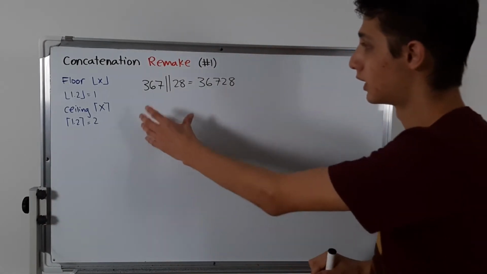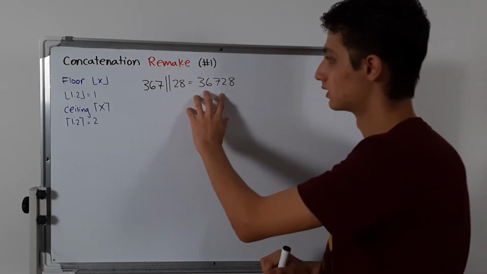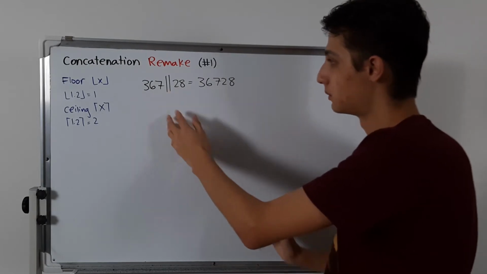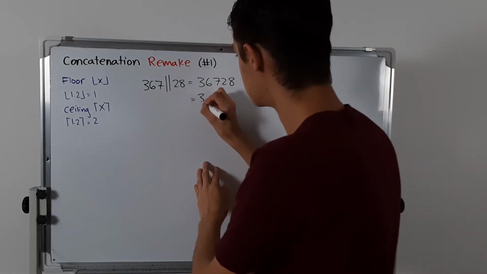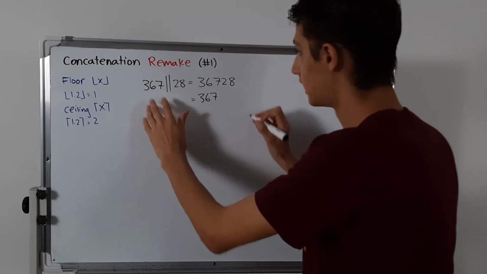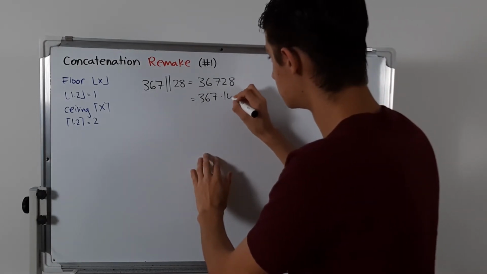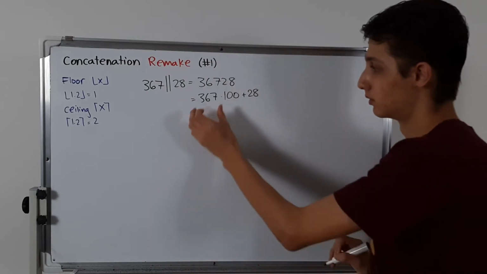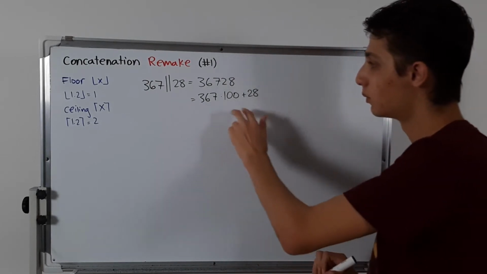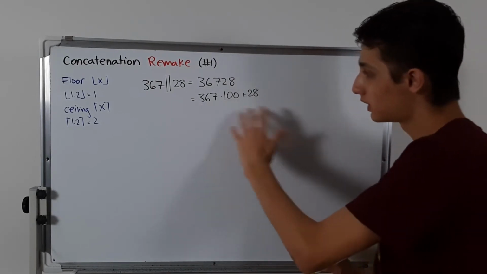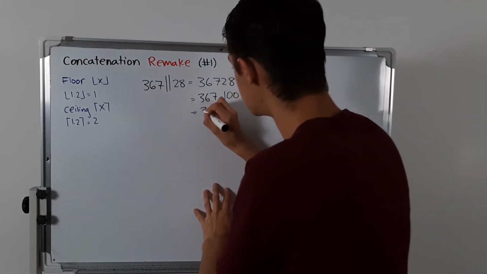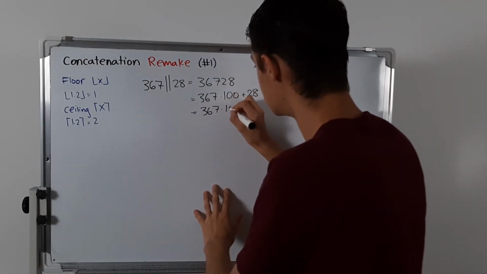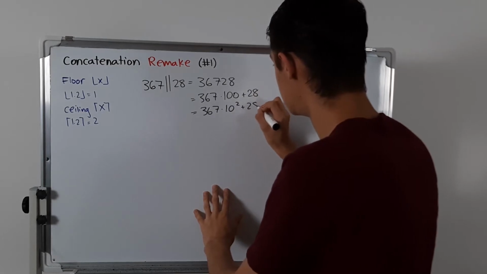So now we just have to find a way of expressing this. Well, we can write this as 367 times 100 plus 28. We're basically just breaking down the numbers. So we have this number times 100 plus 28. Why is this specifically 100? Well, we can further say this is 367 times 10 squared plus 28.